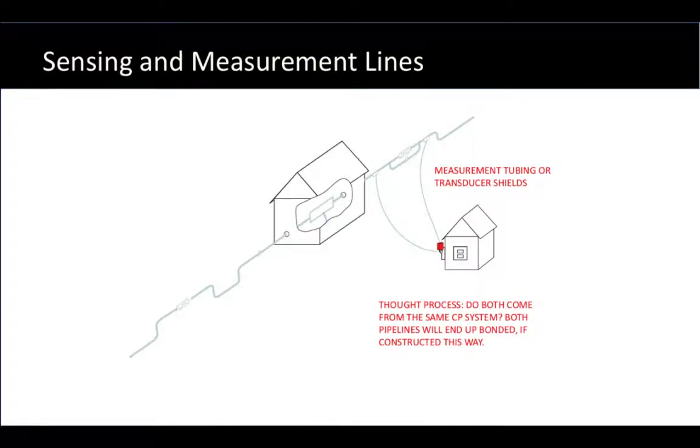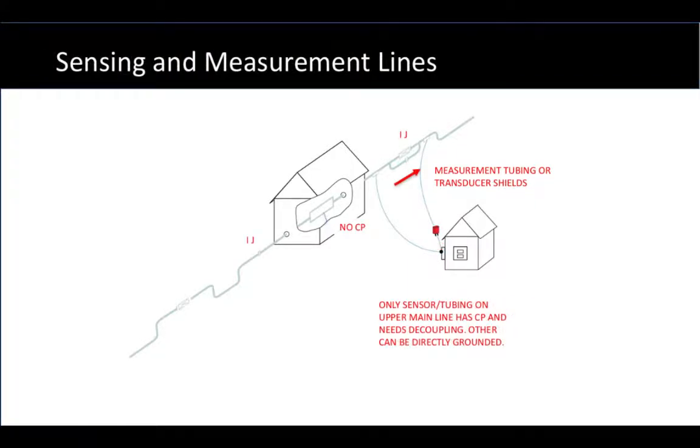Well, the way to think about whether this is an acceptable approach is, do both of these connections from the pipeline come from a common CP system? Is it the same CP system? Because we're going to bond them together at a common decoupler terminal. Can we do that? Well, in this particular case, if we did this, we'd end up shorting the upper CP system to the bonded grounded station. We don't really need to do that. It would be, in fact, undesirable.